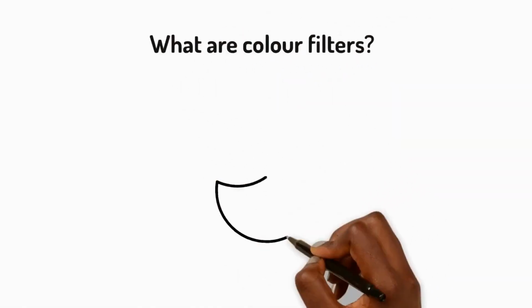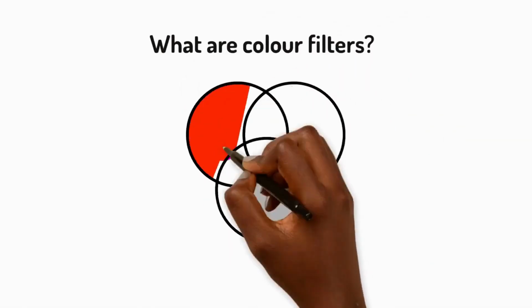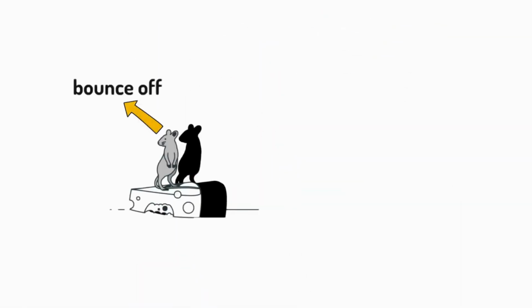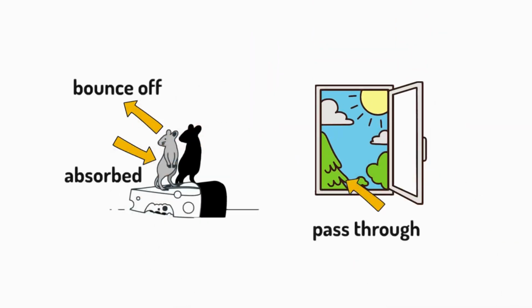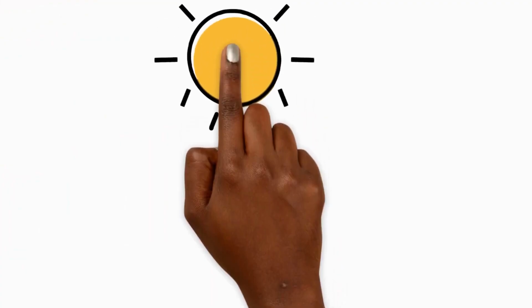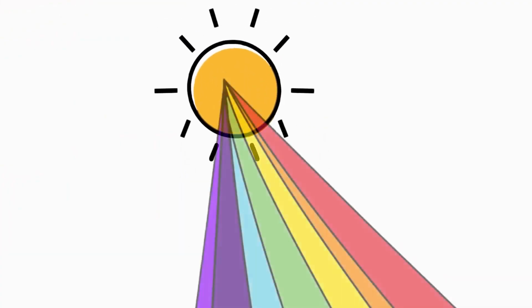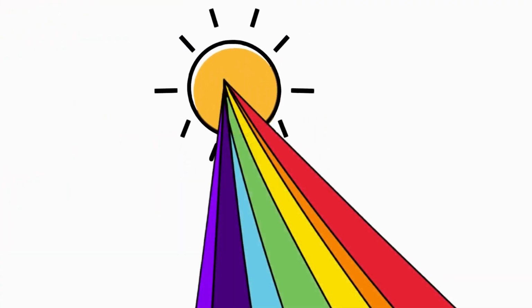What are colour filters? We've previously learned that when light hits an object, it can bounce off, pass through, or be absorbed. We've also learned that sunlight is in fact a range of different colours, and when sunlight hits an object, not all of the colours behave in the same way.